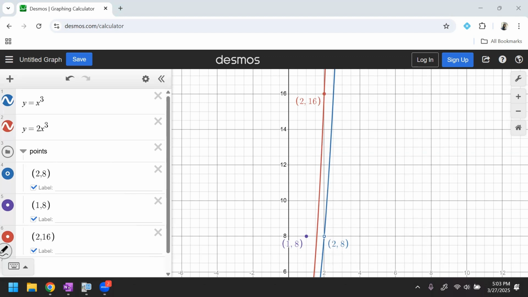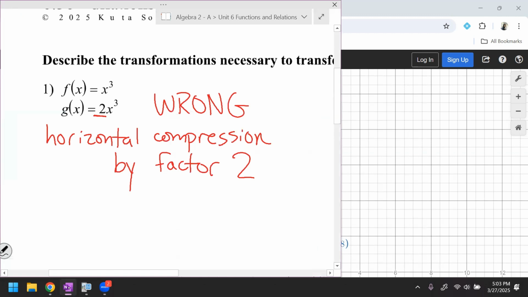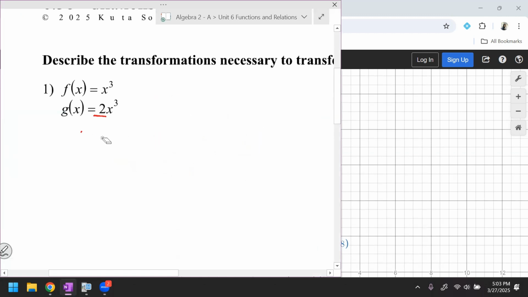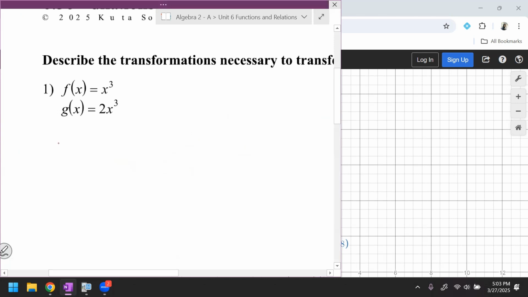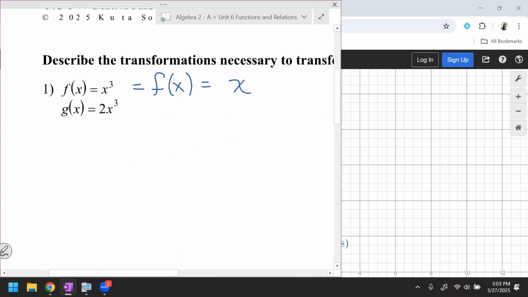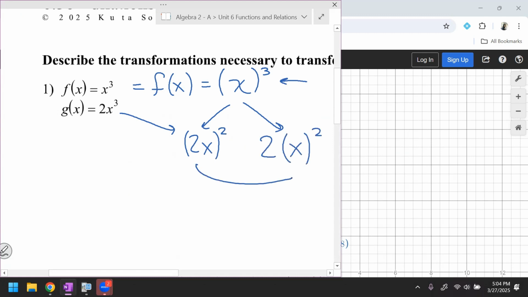Let's take a look back at our original question. If I erase all of this and take a look at the question again, let's take this top equation and write it like this. f of x equals x cubed. And let's put parentheses around just the x, not the 3, just the x. Now, in order to go from here to the next line, do I multiply inside or outside by 2? What I'm saying is, is this the same thing as (2x) cubed or 2 times x cubed? Which of these two matches g of x?